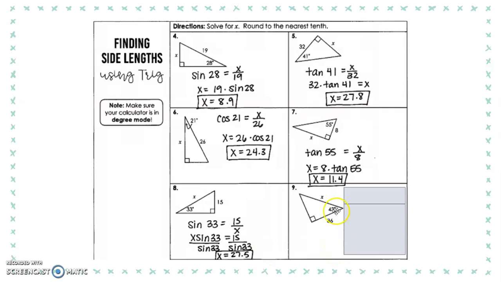For number 9, looking at 43 degrees, 36 is my adjacent side, x is my hypotenuse. Adjacent and hypotenuse is my cosine. So I have the cosine of 43 equals 36 over x. I'm multiplying both sides by x, and when I multiply both sides by x, I still need to get x by itself on the left. To do that, I'm dividing both sides by the cosine of 43. So 36 over the cosine of 43 is what I put in my calculator to find what x is.